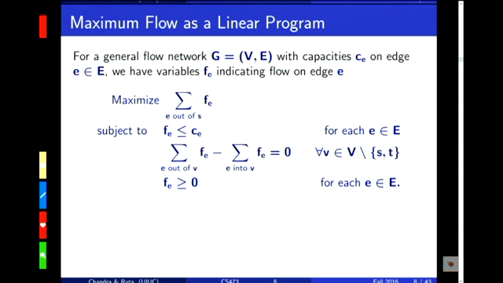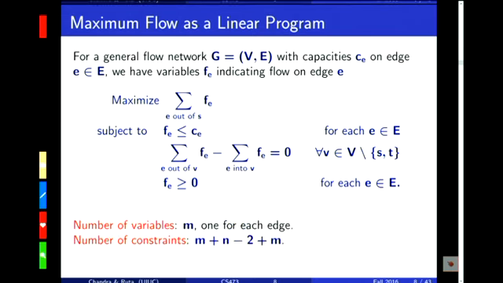And how many linear constraints do we have? So m of these plus m of these, right? And how many of these flow conservation constraints? N minus 2, right? For all nodes except S and T. So we have m variables and the constraints are m plus n minus 2 plus m. So, yeah, it is powerful enough to solve this problem.